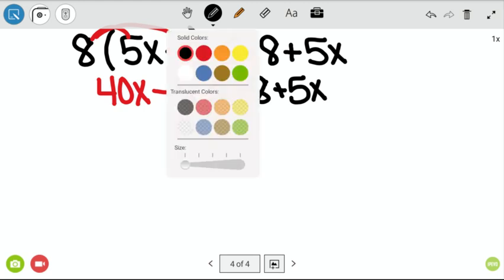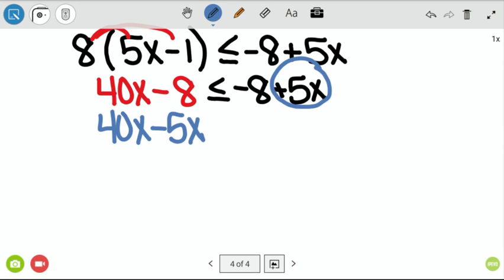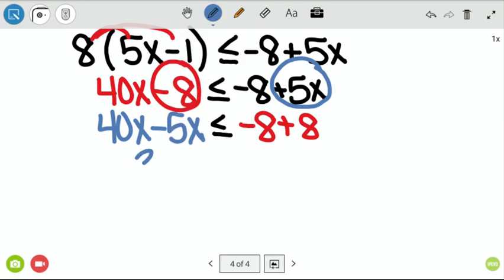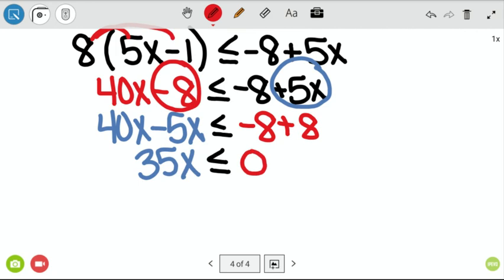Once the parentheses are gone, we can rearrange. So I want the 40x on the left, but I also want this 5x. So to move it over, I'm going to subtract it or make it a negative, which is less than or equal to. And on this side, we have a negative 8, but this 8 needs to come over, so we're going to add it. So when we combine our like terms, 40 minus 5 gives us a 35x is less than or equal to negative 8 plus 8 is 0.